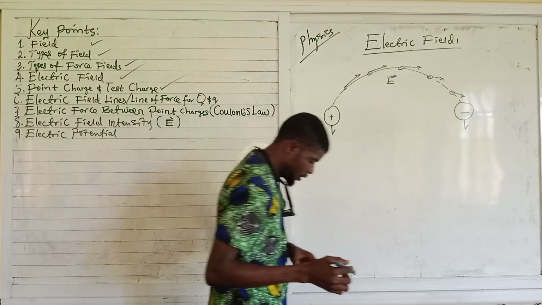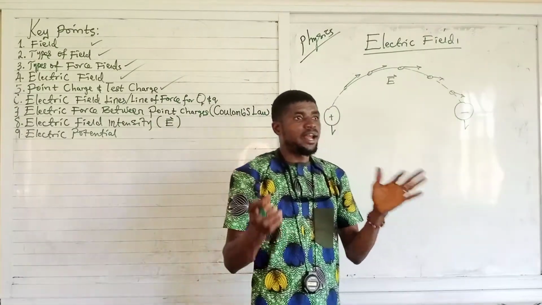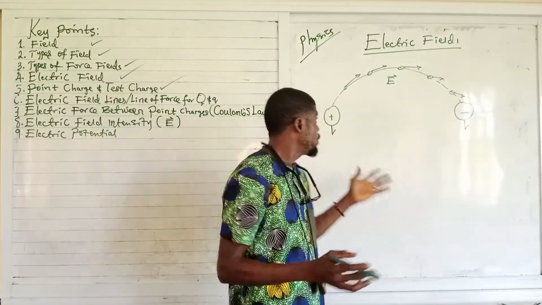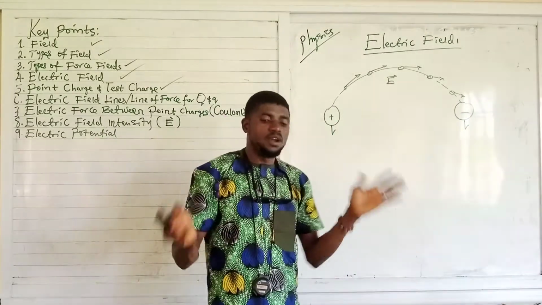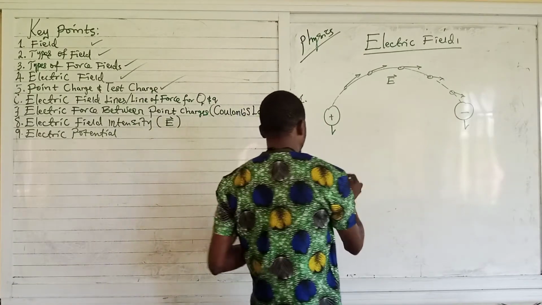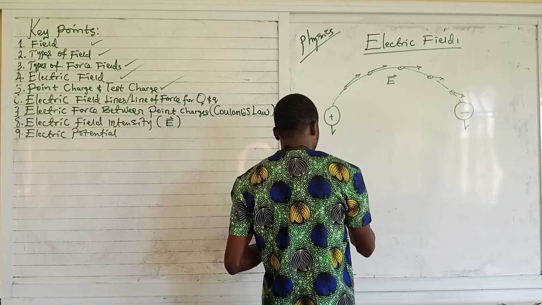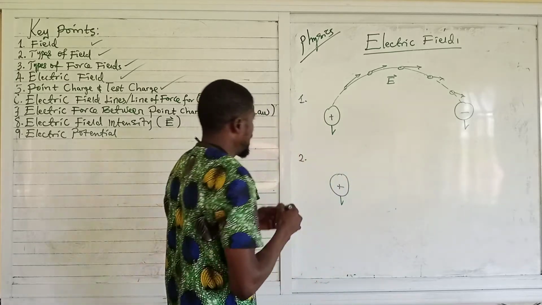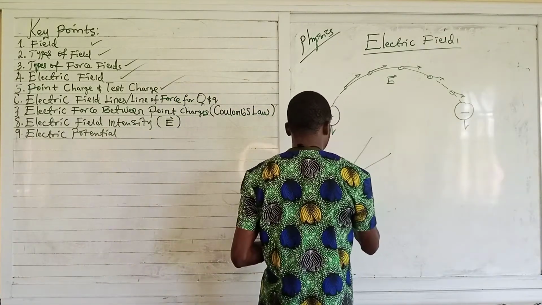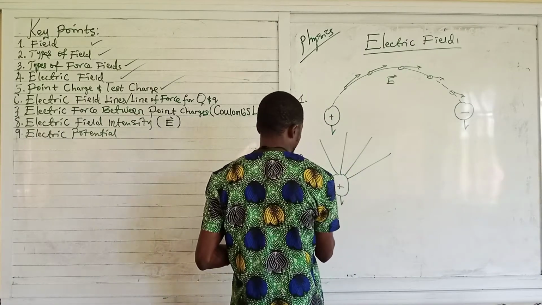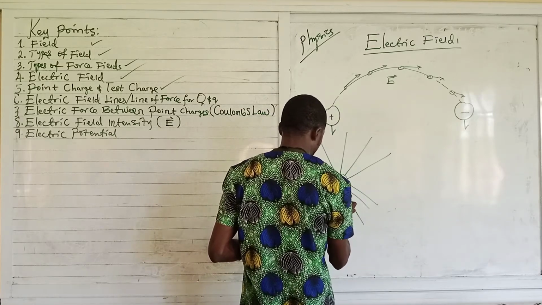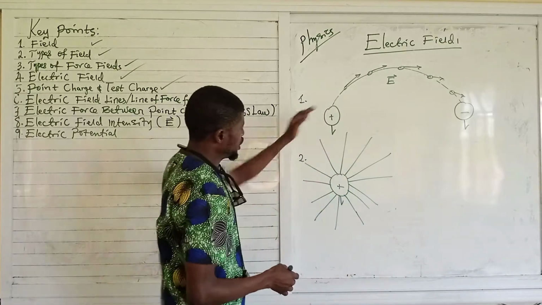So you may be faced with questions to detect the direction of the electric field for a plus point charge, for a negative point charge, or for two point charges, negative-negative or plus-plus, together. How do you go about it? Very simple. Let's call this diagram number 1. Let's look at diagram number 2. Let's suppose that this is a plus point charge. The direction of the electric field for a plus point charge will be like this. The field lines will be drawn straight like this.